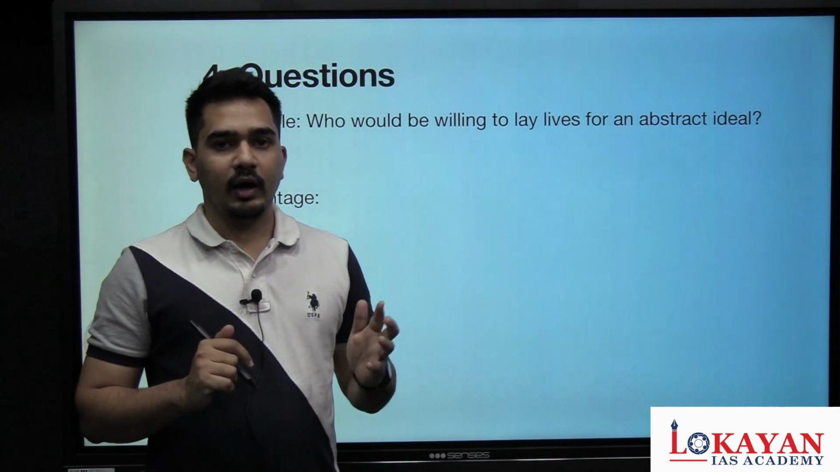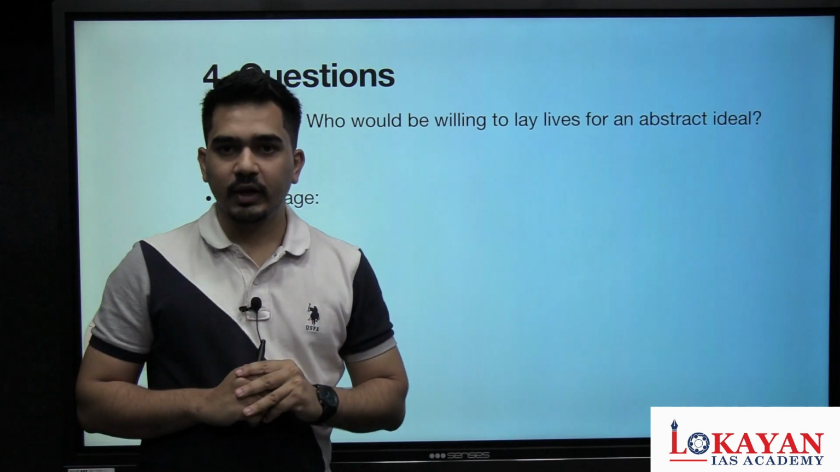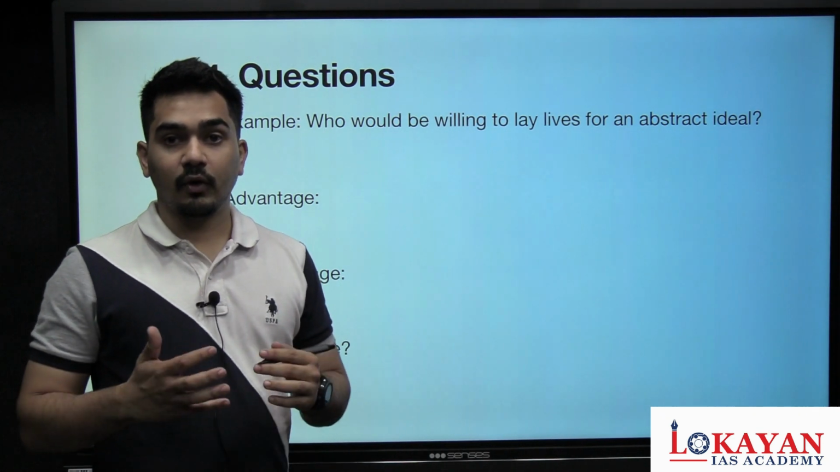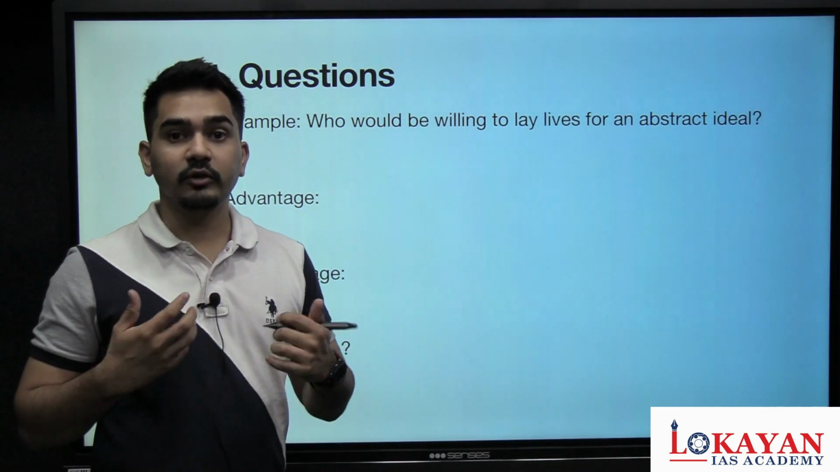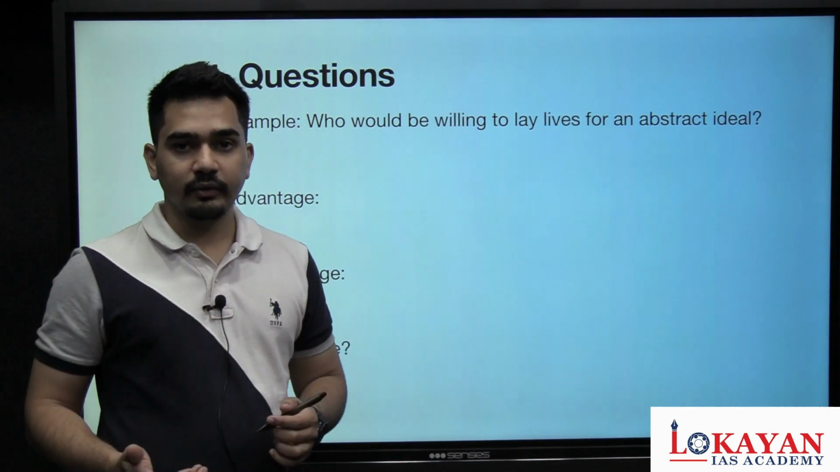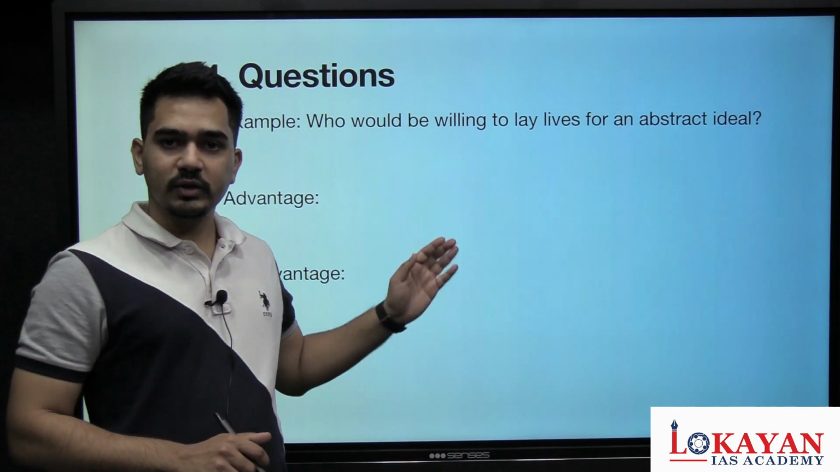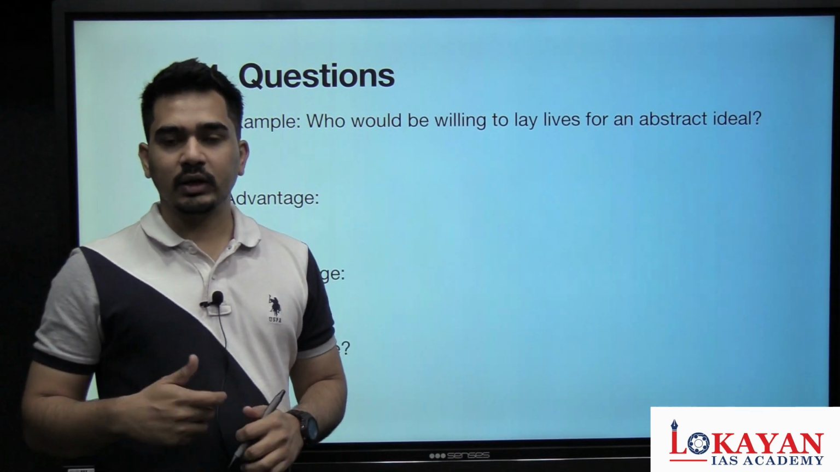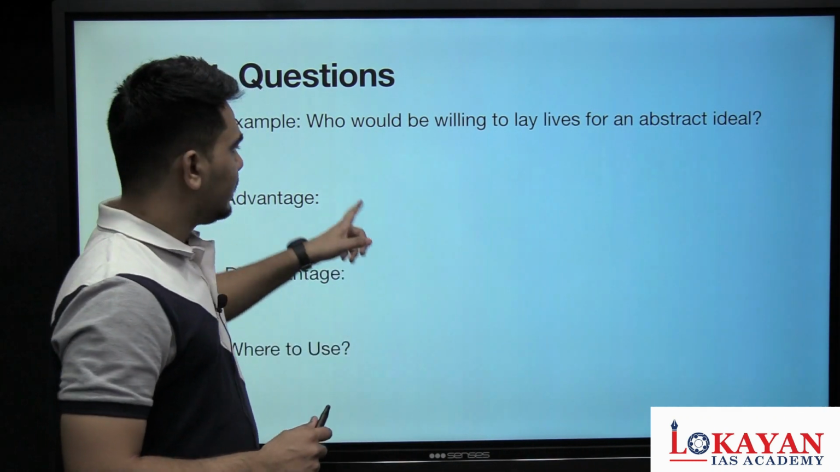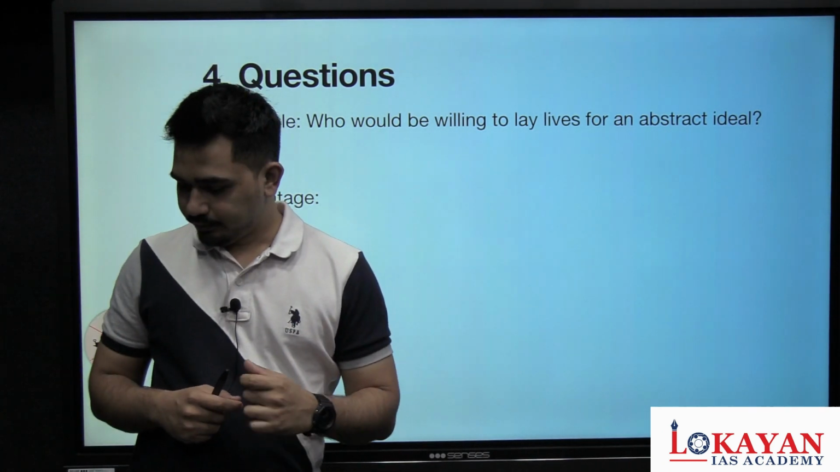So here I've chosen the example: who would be willing to lay their lives for an abstract ideal? Obviously we have millions of soldiers who lay their lives for the ideal of a nation. Because we love our nation, we try and lay down our lives. Throughout our freedom struggle, there were millions of freedom fighters who laid down their lives in order to secure freedom for the country. So this is a sort of rhetorical question or a WH question, which we will answer in the coming part. Its answer will form the connection of the essay, as discussed before.